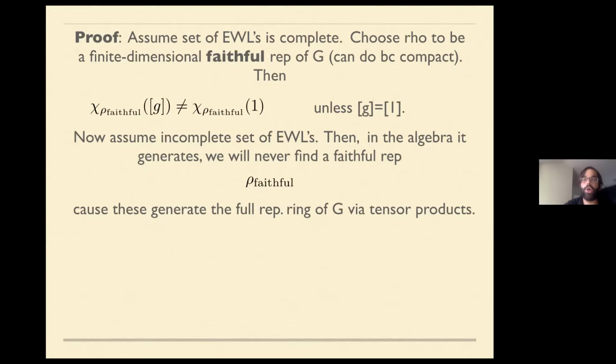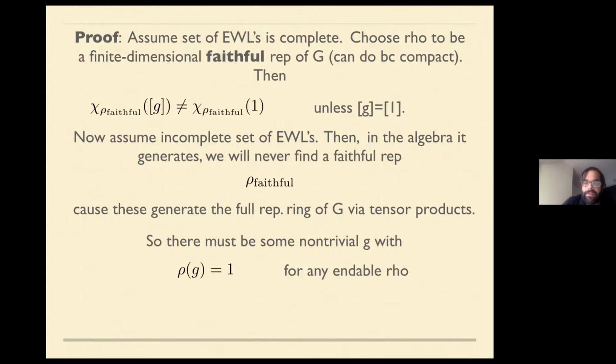And I claim that in this way, you are never gonna be able to find a faithful representation, because there's another theorem that tells you that faithful representations can generate all the representations via tensor product. So that would be in contradiction with assuming that it's incomplete. But then that basically means that the set of representations that we have is not faithful. There's not a single faithful representation in there. And by definition of what a faithful representation is, that means that there's some group element G such that any n-double line is represented by the identity matrix. But then I just take characters in this equation and I get that there's a topological operator. So this is an if and only if proof of these two statements.